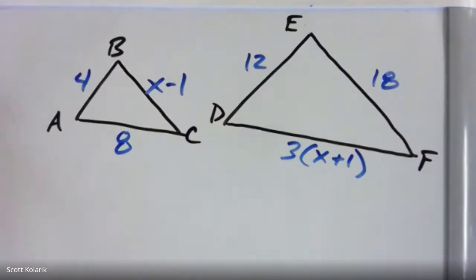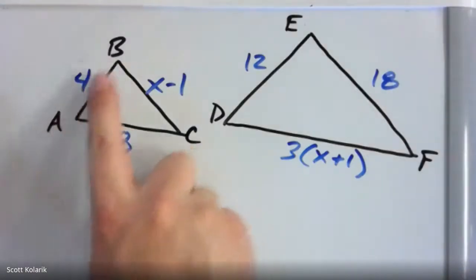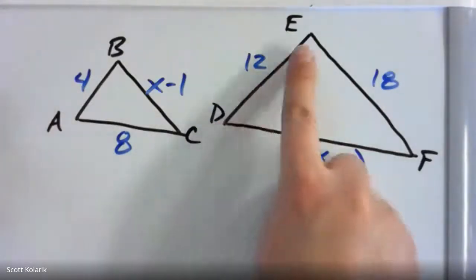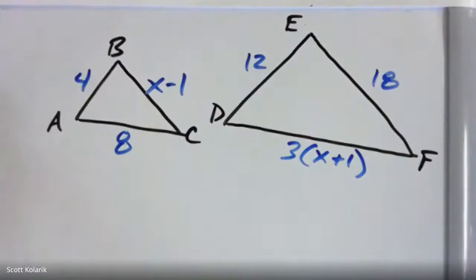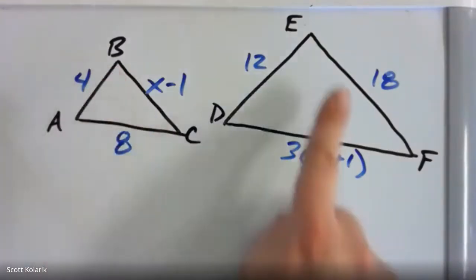But in this order of ABC, AB are the first two letters, which means they have to correspond with the first two letters of the second triangle, namely DE. So AB, this side right here, has to correspond with DE here. That means that these two are what we would form a ratio with. And whatever that ratio ended up being, that scale factor K after I reduce it, would have to match both of the ratios for the other two corresponding sides.